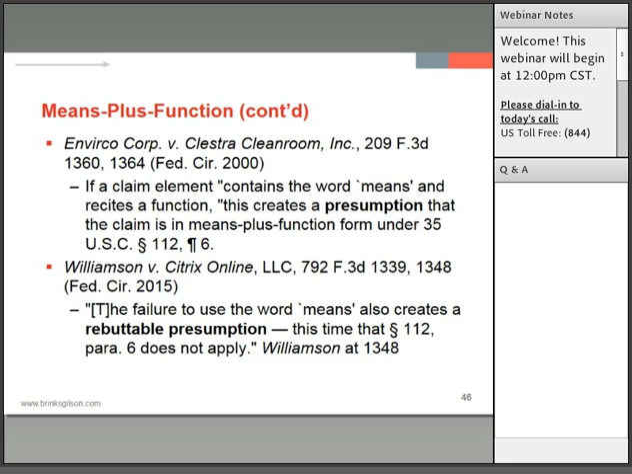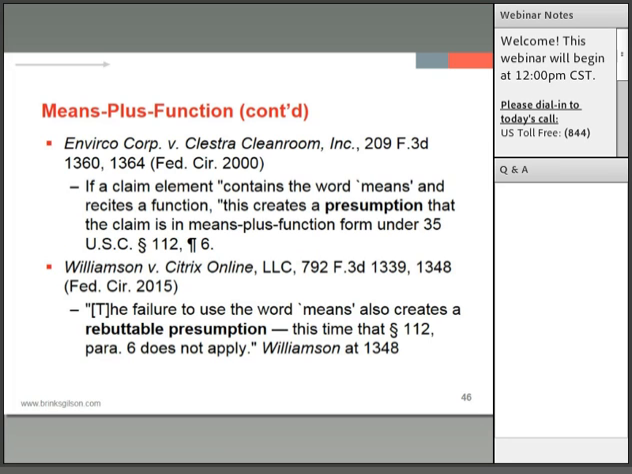So we have two decisive decisions of the Federal Circuit. One of the year 2000 where it says if a claim element contains the word means and recites a function, this creates a presumption that the claim is in means plus function form under 35 U.S.C. 112, paragraph 6. Remember, that's the old numbering of 112(f). On the other hand, in 2015, the Federal Circuit said the failure to use the word means also creates a rebuttable presumption. This time, that section 112, paragraph 6 does not apply. So we have two presumptions.